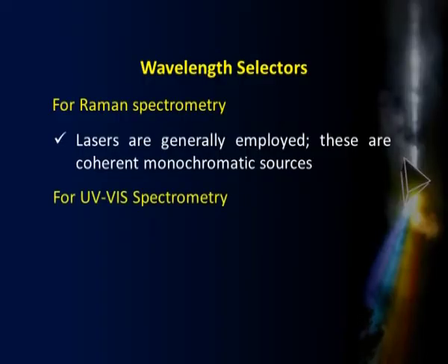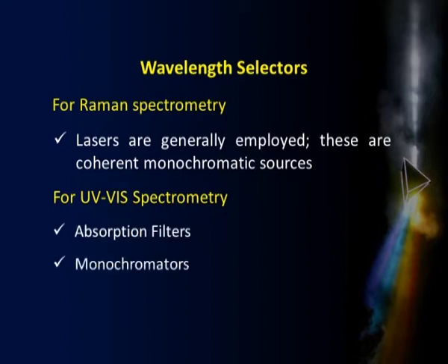For UV visible spectrometry, we need a variety of things. One typically used is absorption filters, or the second option we have is monochromators. There again there are two types of monochromators, we will talk about that. Now, this wavelength selector is a very important device for any spectrometer. Let us learn the principle of different types of selectors used in the instruments.